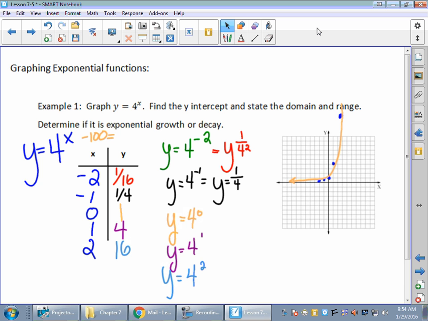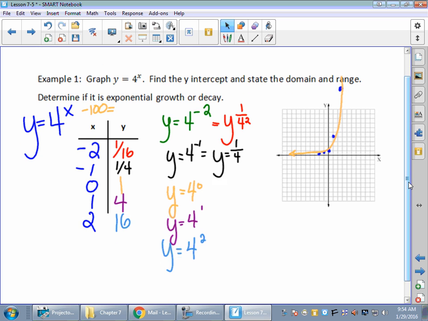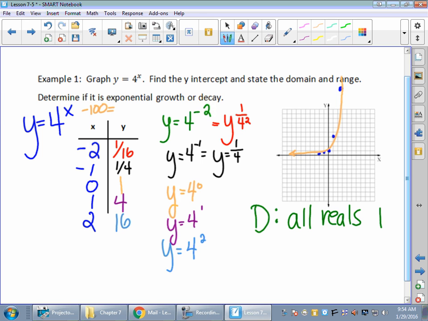Domain and range. Would you agree that we picked negative 2 to positive 2 for our domain, but we really could have picked any number we wanted? Negative 100, positive 100. So domain is all real, so we get to pick. Remember that was the all real abbreviation? The range is the y value. So look at the graph. Look at it up and down in the y-axis.